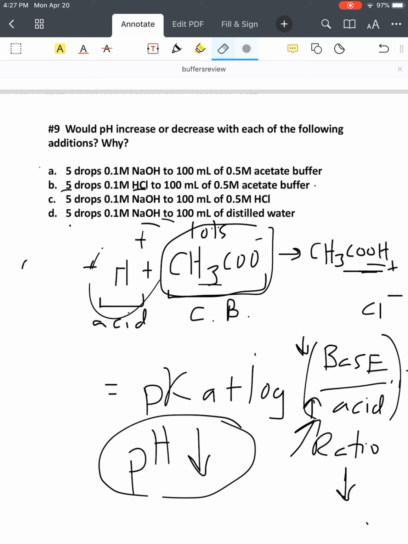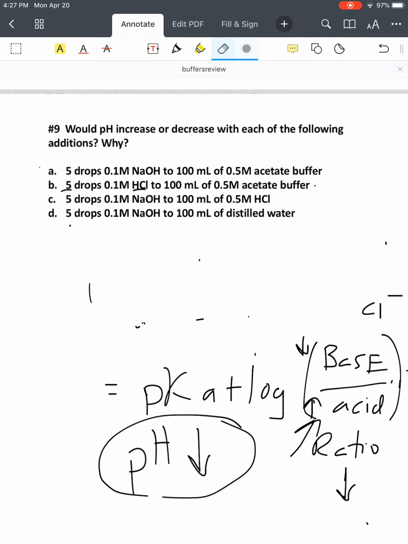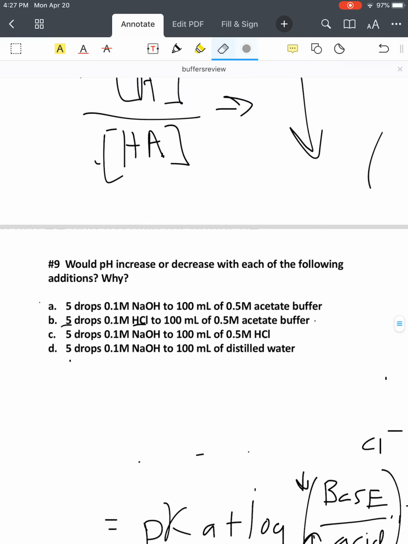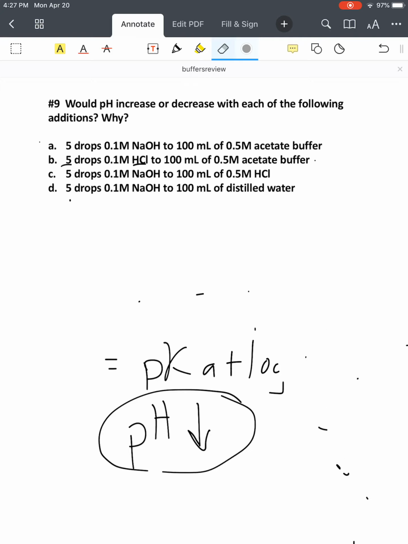Let's see, moving on to part C. In part C, we're still going to use 5 drops of sodium hydroxide. But here we're going to add it to 0.5 molar HCl. How is this one different, and how would we tackle it? Think about it just for a second. I think it's important for you to think about.